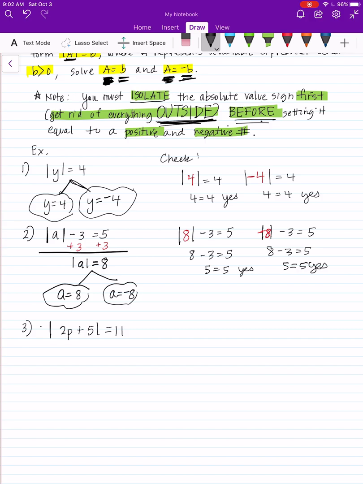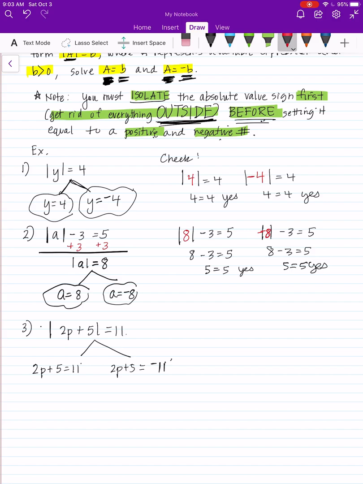So I am ready to set it equal to a positive and negative number, because there's nothing on the outside to get rid of. So I'm going to split it up. When I split it up and I set it equal, I drop the absolute value sign. So I have 2p plus 5 equals 11. And then notice what happens. Remember how I said 8 and negative 8? So now I'm going to do 2p plus 5 equals negative 11. So I changed that part to a negative 11 there. Okay, so be very, very careful. This is definitely something that's got a lot of rules to it, so you got to pay attention.